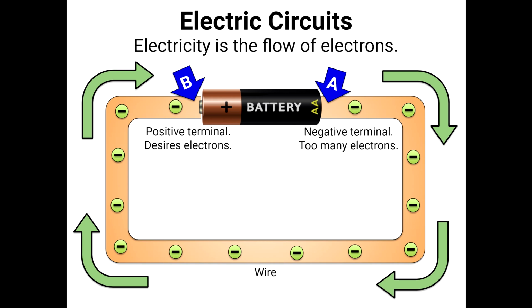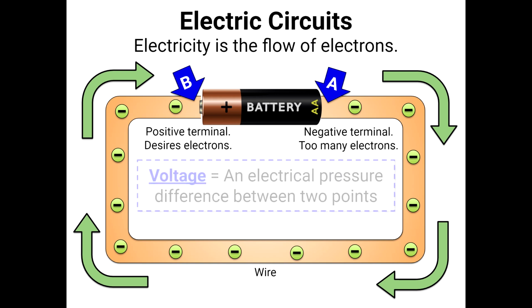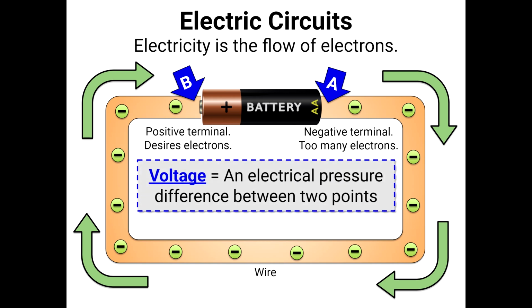Now, the thing that this battery is doing for the circuit is it's providing something called voltage. That's the push that gets electrons moving. Voltage is actually kind of a complex concept, so we're going to simplify everything about voltage into this brief definition. Voltage is an electrical pressure difference between two locations or two points. The two points we're looking at in this diagram are points A and B, the two terminals of the battery.